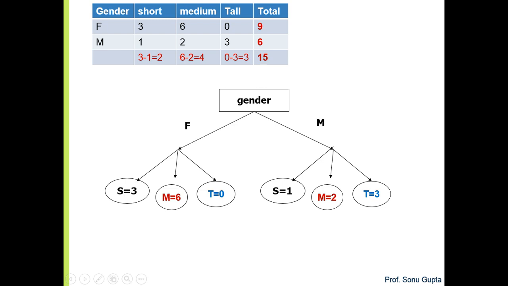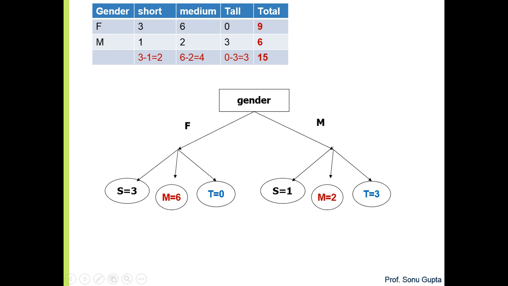Now we'll have to apply the CART algorithm on the basis of each attribute. We'll have to make a split and check the CART value there. So if we split on the basis of gender, assuming that we take females on the left hand side and males on the right hand side, what do we get? There are 3 short, 6 medium and 0 tall over there.